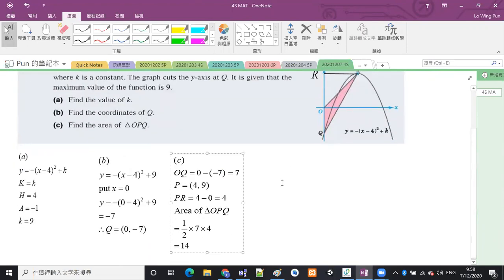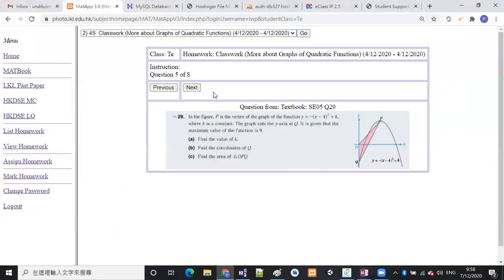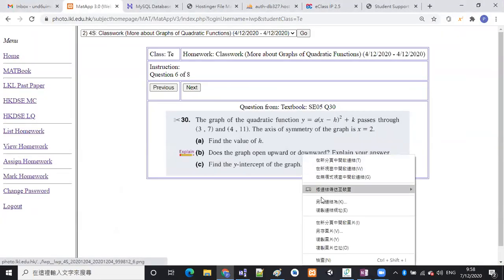So that is question number 29. Is that okay? So please remember to upload to the Math app. And next, 30.